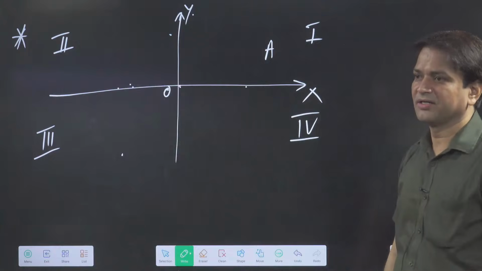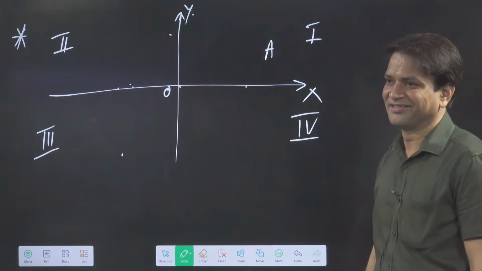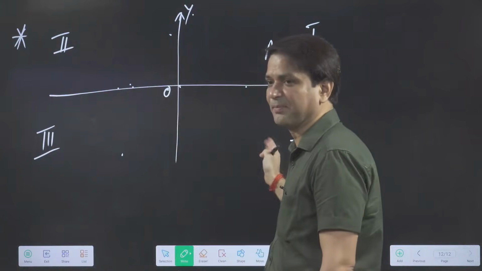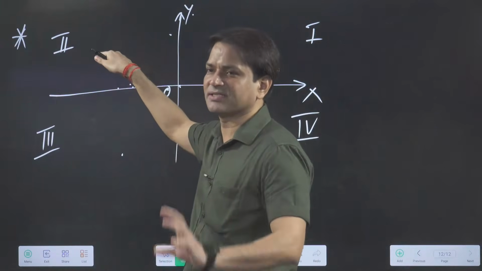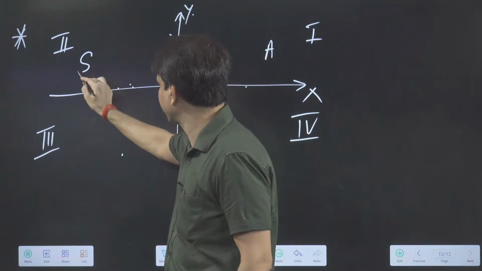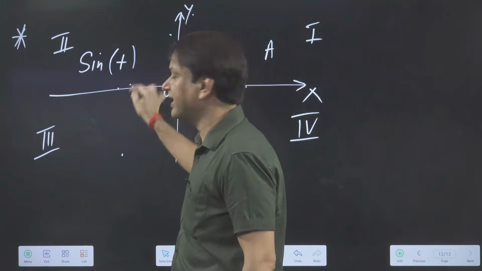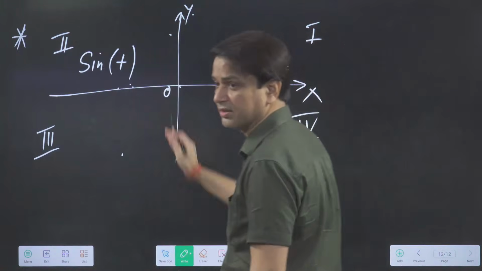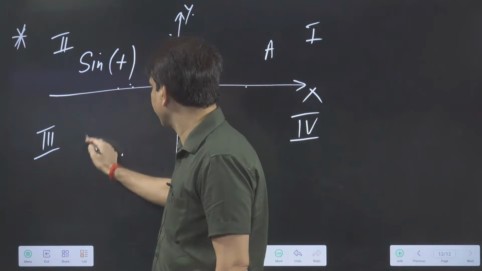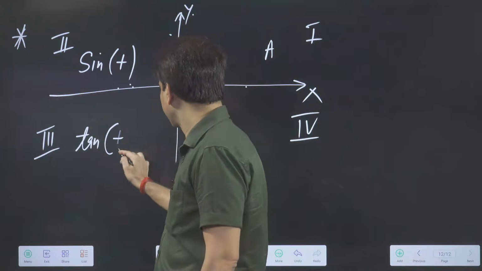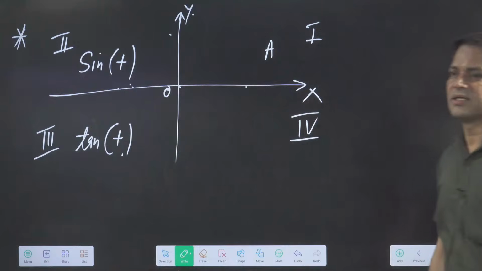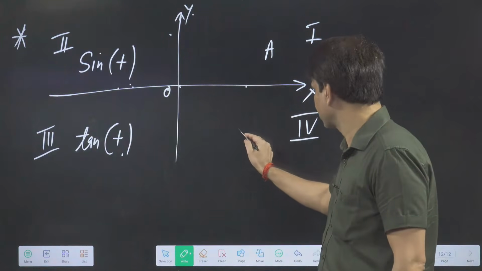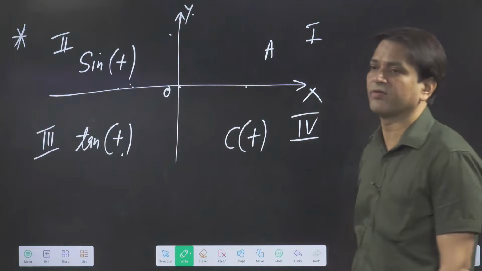Then Silver. So what is the order? This All Silver Teacup. Silver means sine. Here, sine and its reciprocal, cosec, will be positive in the second quadrant. Third, T. T means tan. Here tan and its reciprocal cot will be positive. And Cup, C for cos. So here cos and its reciprocal sec will be positive.